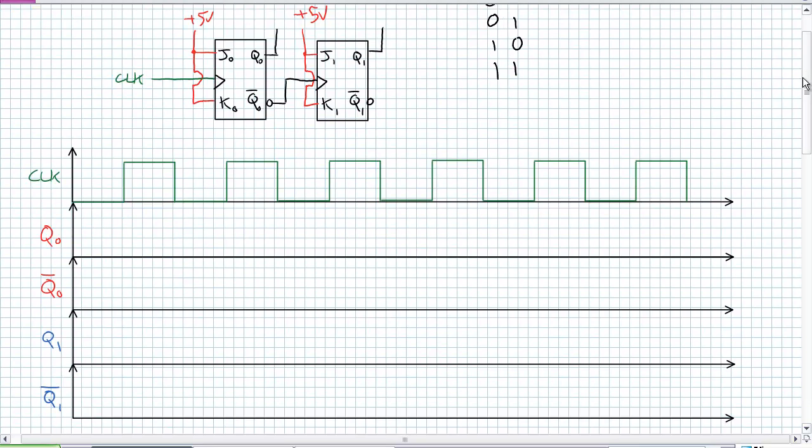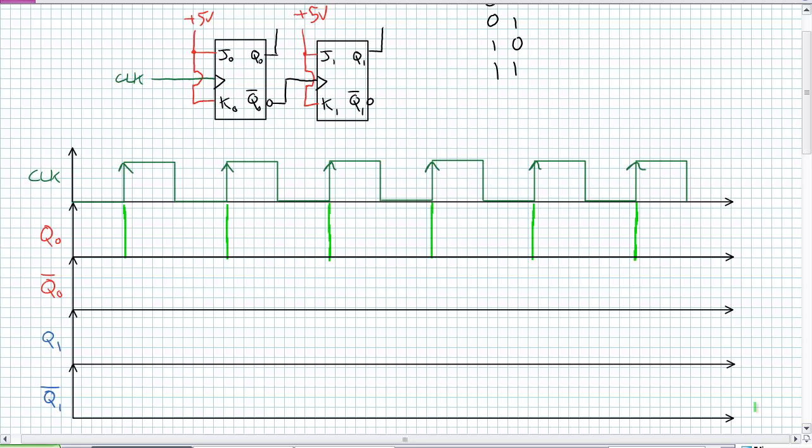Here I've written a timing diagram for this analysis. I've got my clock. These are positive edge JK flip-flops. So from the perspective of the least significant bit, i.e. the low order, i.e. the left JK flip-flop, what does Q0 look like? And because we're going to be using not Q0 a little bit later, what does not Q0 look like? Obviously, not Q0 is the opposite of Q0. So given that clock input, just do Q0 and not Q0.